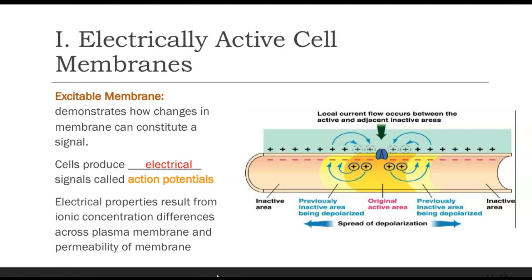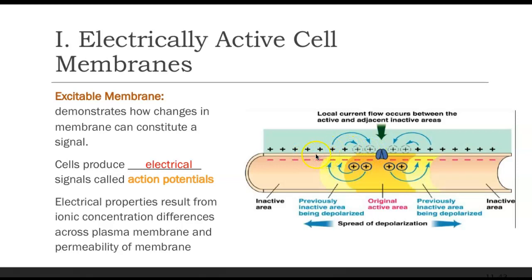sections. And our electrical properties are going to result from ionic concentration differences across the plasma membrane and permeability of that membrane. So this is picturing for us an axon, and normally we're used to thinking of a cell membrane as being a boundary in a round cell. So a neuron is still a cell. It's still going to have that plasma membrane. So here in the axon, we actually call this an axoplasm, but this is our cell membrane.